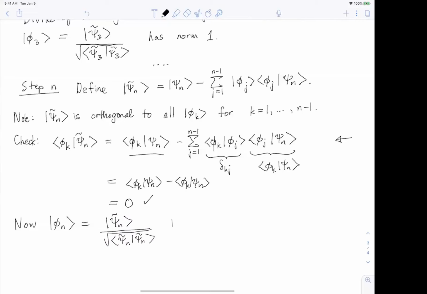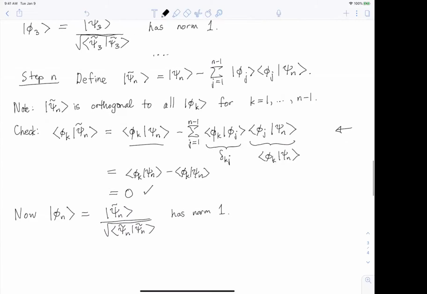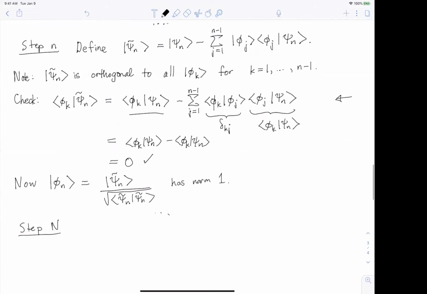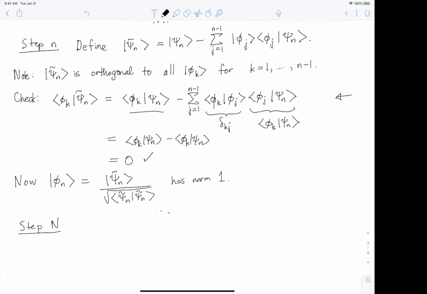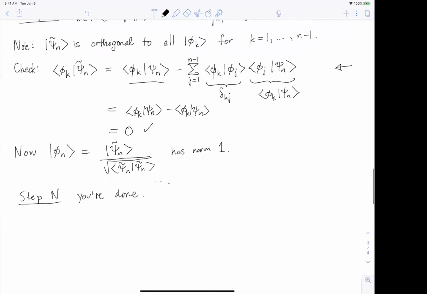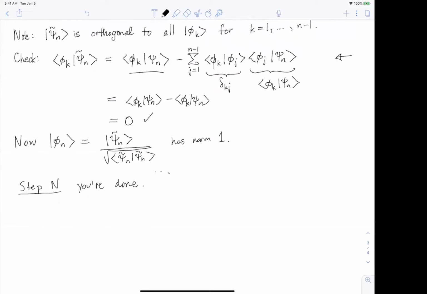Okay, and this has norm 1. Okay, and so now it joins all the other phi sub k's, and you just repeat. And you do step n, where n is the last dimension of the vector space, and then you're done. So for homework, you're going to get to do 2 examples of this, one with dimension 3 and another with dimension 2. Okay, so we won't, but you can set up a computer program to do this for any dimension you want.